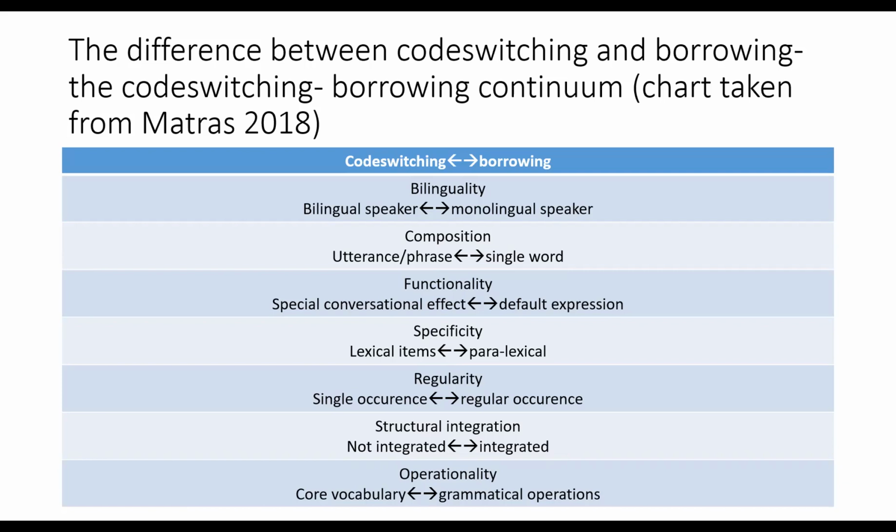Structural integration. You might remember structural integration from last week when we talked about the words that are borrowed into English. So words like psalm, how they don't pronounce the p, because it's not pssalm. So when we have structural integration, we have borrowing. And if it's not structurally integrated, then we have code switching.